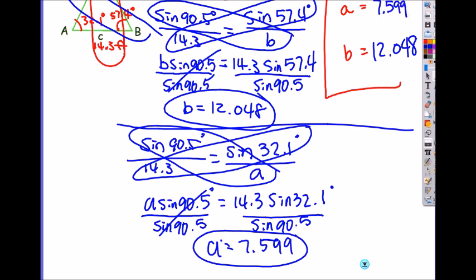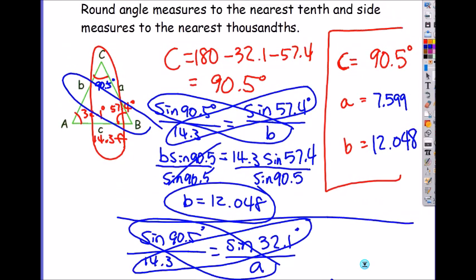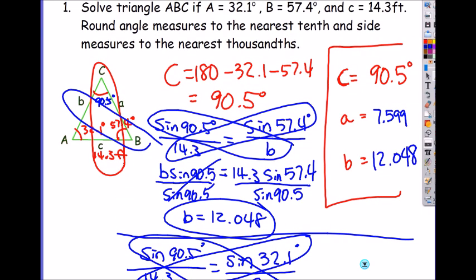So here we solve the triangle. You have all 3 angles and all 3 sides. Okay?